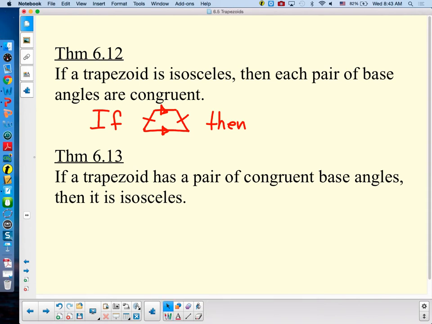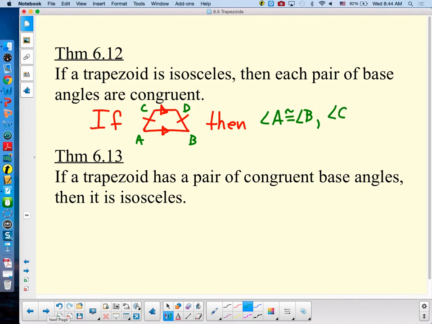Let's label on that picture. Let's go A, B, C, D. So then angle A is congruent to angle B, and angle C is congruent to angle D. Does that make sense?